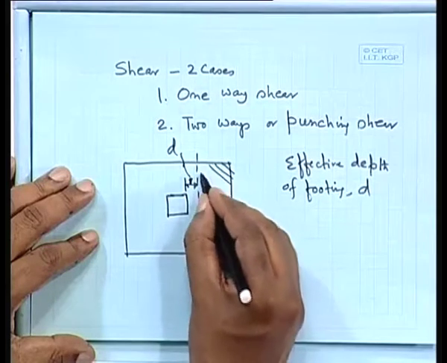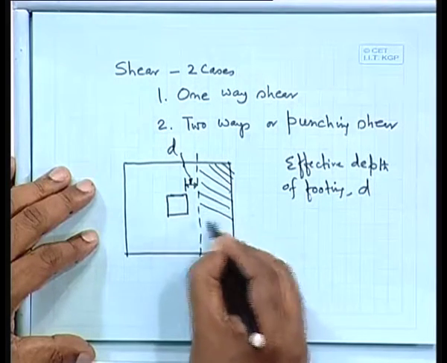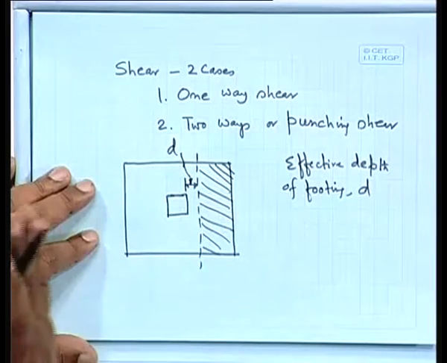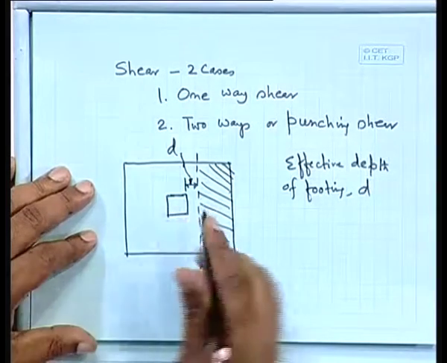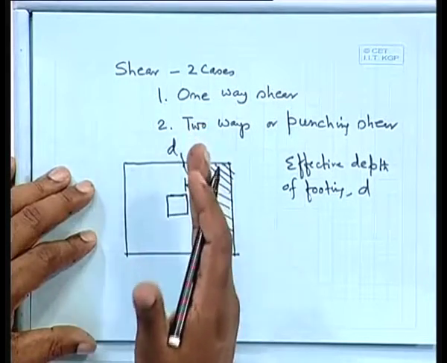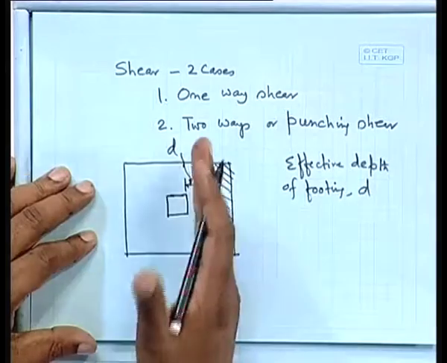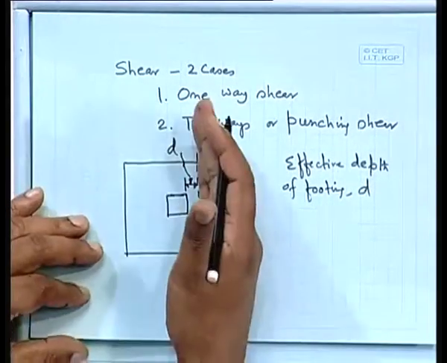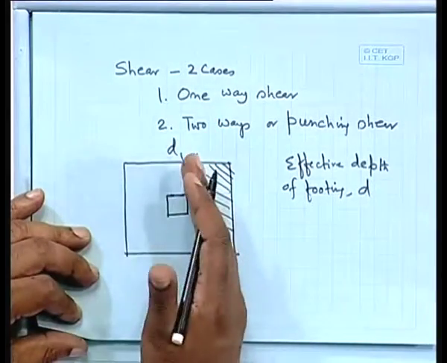That means the shear force we have to compute at this section, compared to the bending moment. We are getting the shear force at this section, which is at a distance D from the face of the column, not immediately on the face of the column, which we have done for bending moment. Here we have to find out at a distance D.